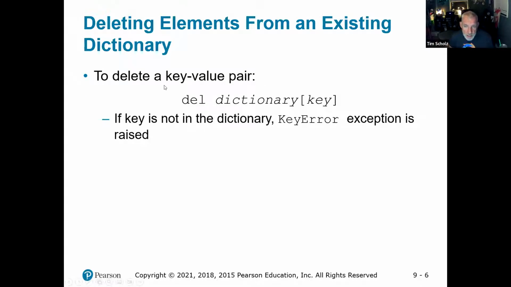If we need to delete a key value pair from a dictionary, the syntax is simply del, for delete, the name of your dictionary, and the key. And again, you probably want to check to see if the key is in your dictionary before you try to delete it, because if you try to delete and it's not there, you will get a key exception.